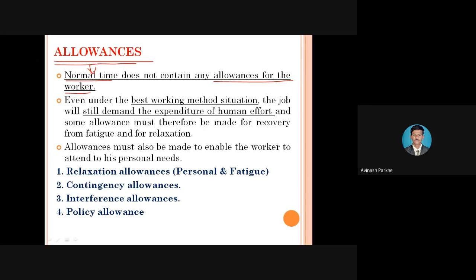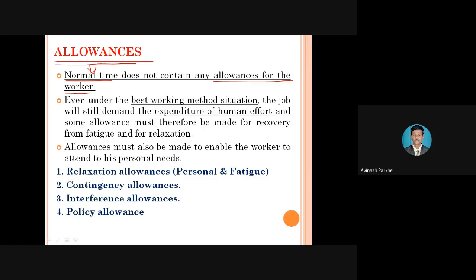Therefore, whenever I am calculating the standard time, we have a simple formula: standard time is equal to normal time, which is also called basic time, plus allowances. So standard time equals normal time or basic time plus different types of allowances. Which types of allowances are to be provided in that particular industry, we are going to discuss now in this point.